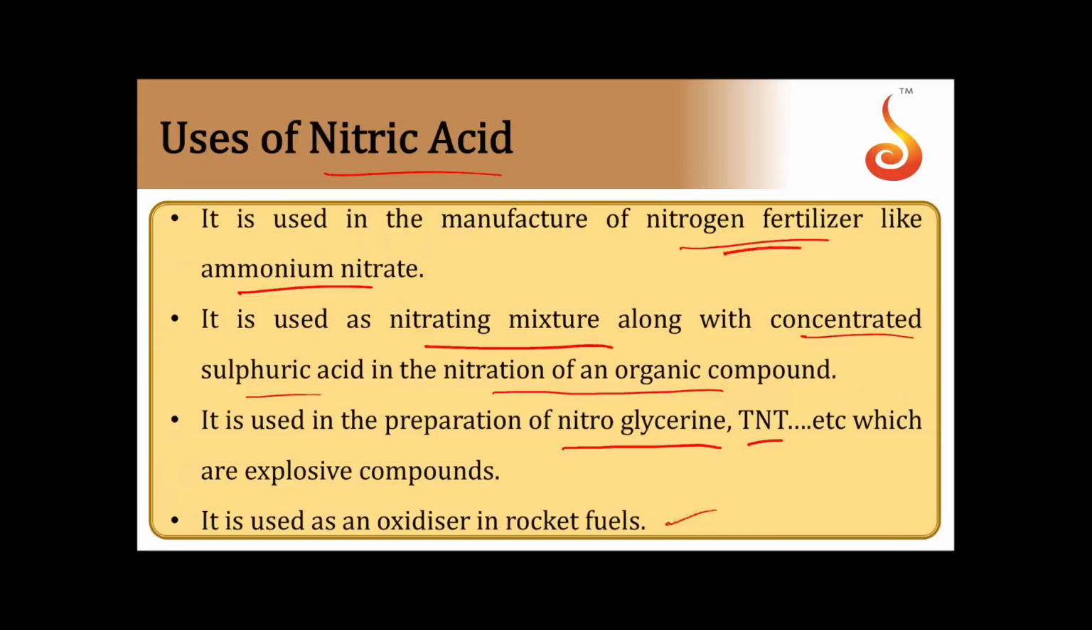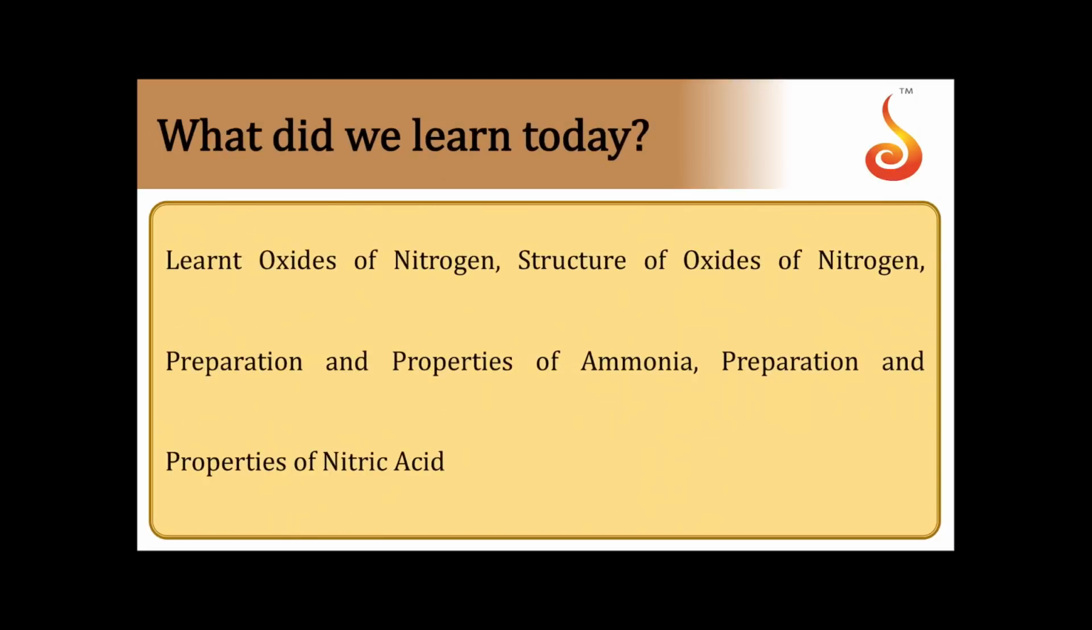So it is used in the preparation of fertilizers like ammonium nitrate, in the nitrating mixture of HNO3 and sulfuric acid, in the preparation of explosive compounds like nitroglycerin and TNT, and as an oxidizer in rocket fuel. So finally, what have you learned today? We have learned the oxides of nitrogen, their structures, their preparations, as well as the preparation of ammonia, and the preparation and properties of HNO3.